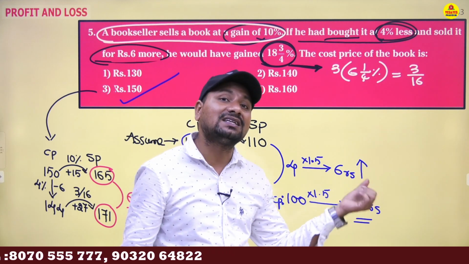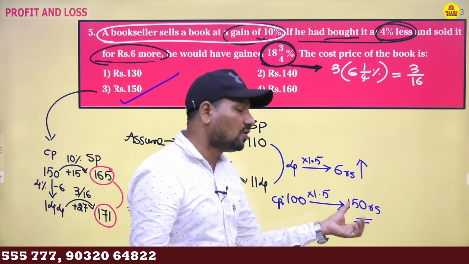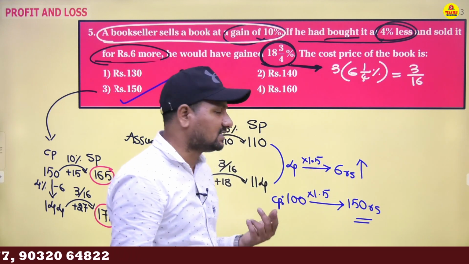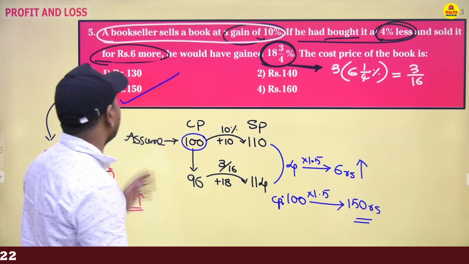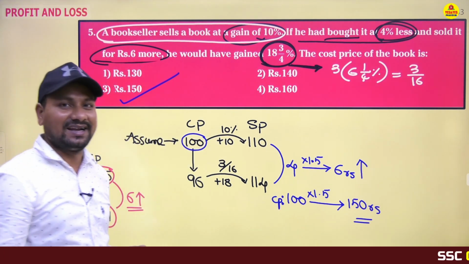4 rupees more when the cost price is 100; 6 rupees more, what is the cost price? That is also something you can consider. 4 parts equal to 100, then 6 parts equal to 150. This is the way also you can consider. Then finally option 3 is the right answer.